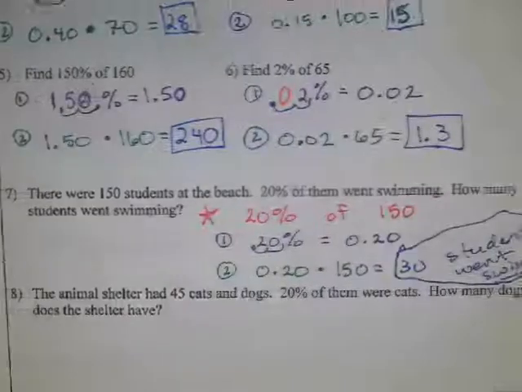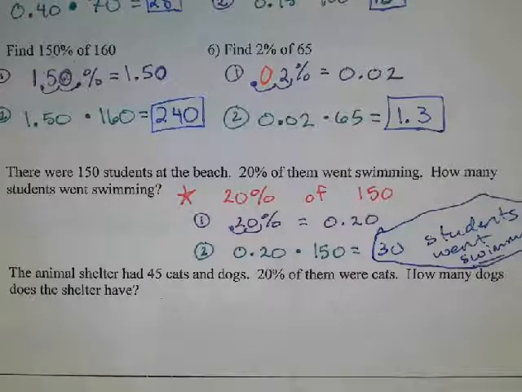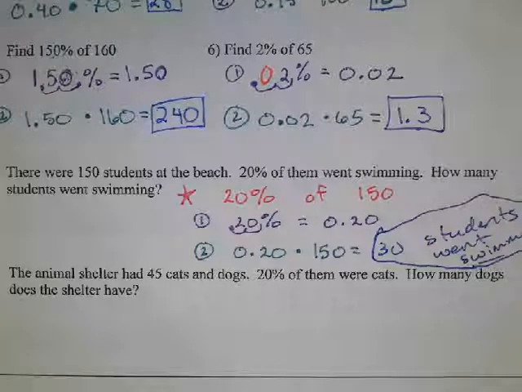Okay, let's try number 8. The animal shelter had... Oh, I want you to try number 8. So you try number 8 on your own, pause right here, and then come back to the video to check your results. Okay, so hope you try number 8 on your own.